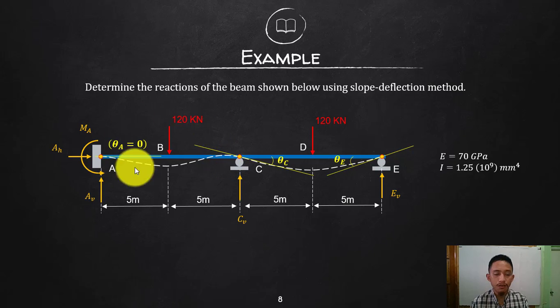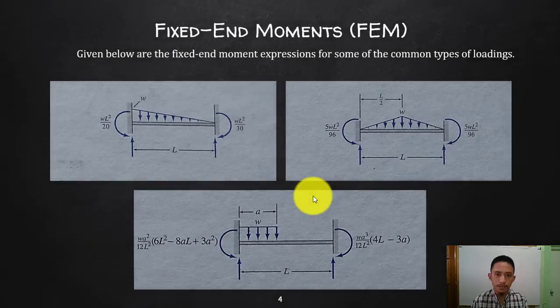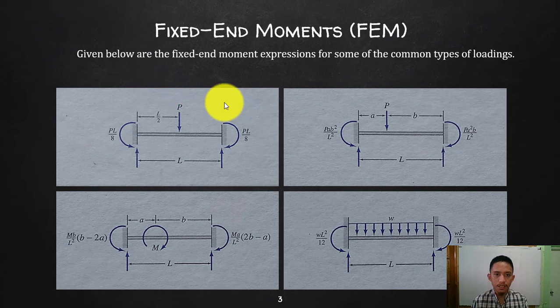So actually, as I've said a while ago, your type of loading and your lengths are the same. So your fixed end moment of AC and then CE are the same. However, what is the formula again? Let's go back to the given formulas of the known loadings. So that is a concentrated load at the middle.